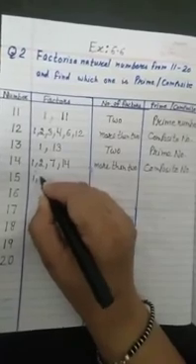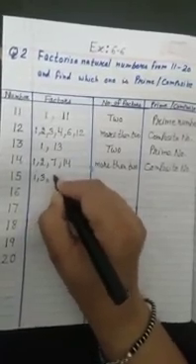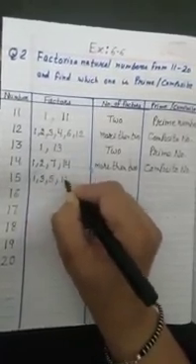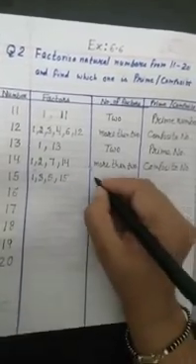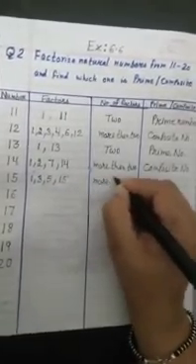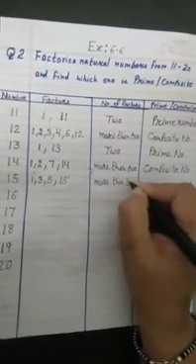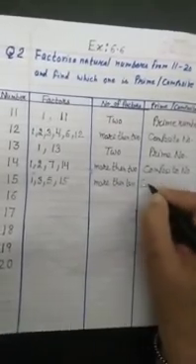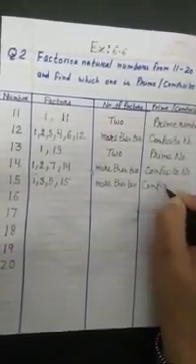Next we have 15. It will come on the table of 1, then 3, then 5, and then 15. Again it has more than 2 factors, so it is also a composite number.